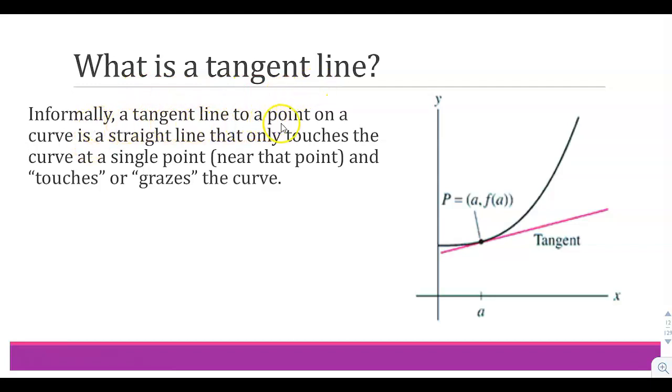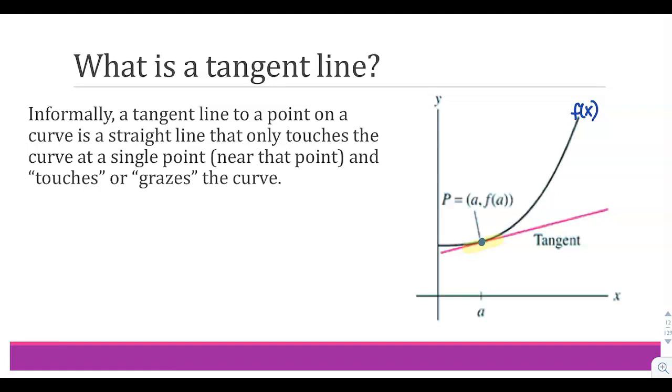Informally, a tangent line to a point on a curve is a straight line that only touches the curve at a single point, near that point, and touches or grazes the curve. So here we have a graphical example. We have this curve over here, we'll call it some f of x, and our point is the x value a and the y value f of a. A tangent line just barely grazes the curve, just sort of taps the curve near that point.